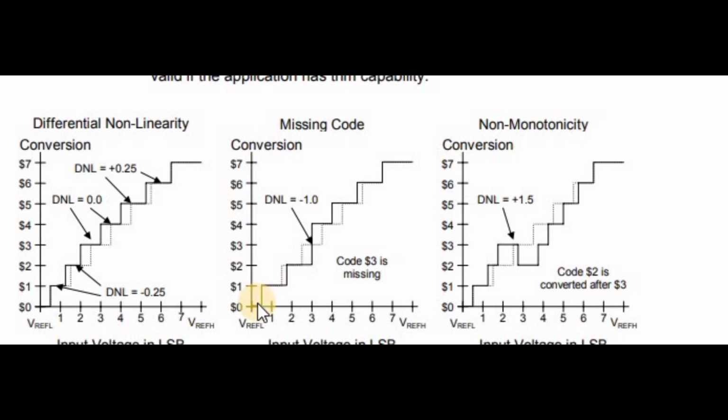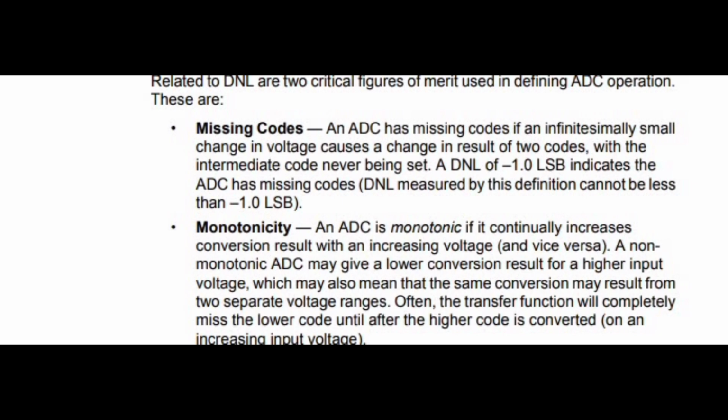If you see this diagram, the dotted line is the ideal curve, and this one is the actual curve. You can see I don't have the 3, it is missing here. So this is a missing code. If you measure the DNL value, it is nothing but -1. So this represents a missing code.